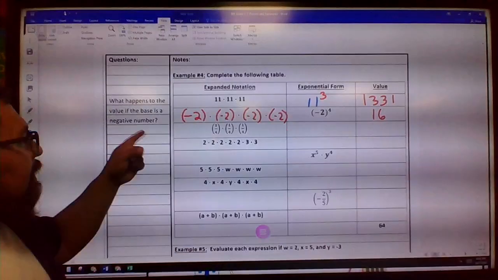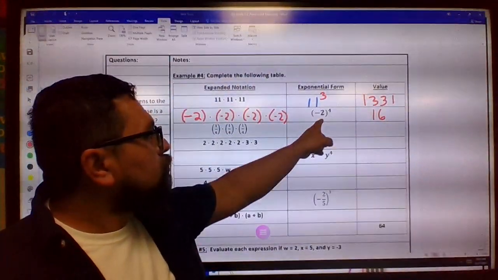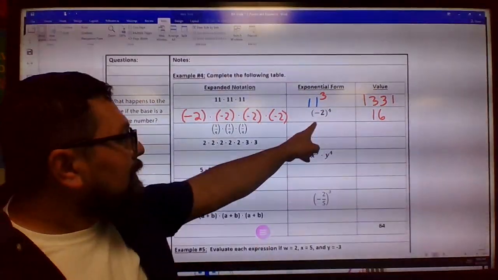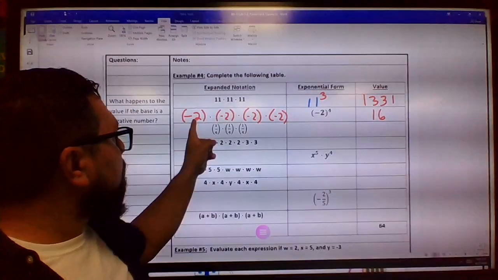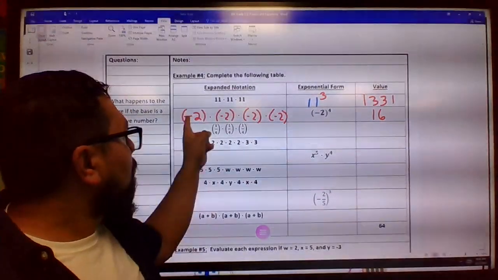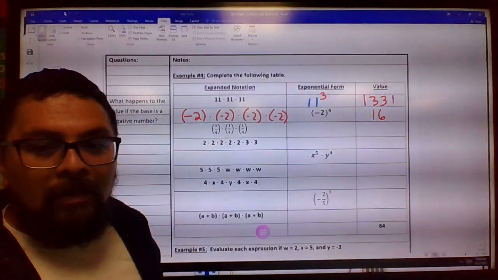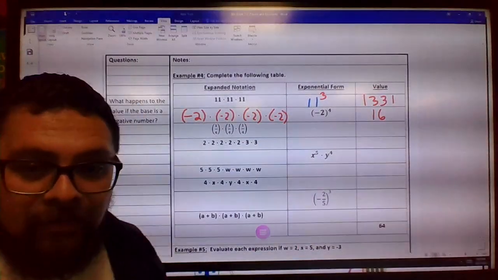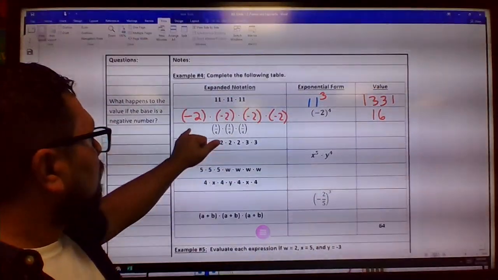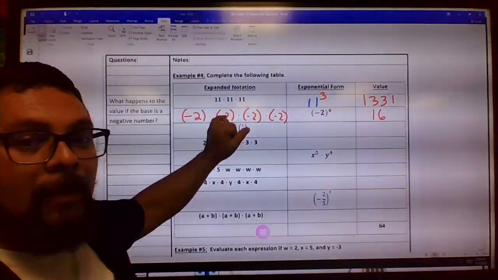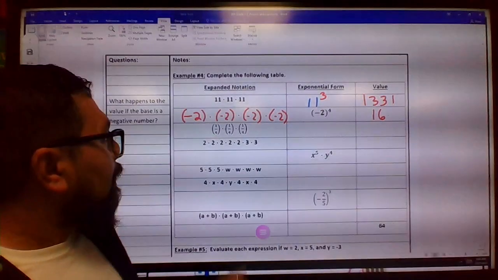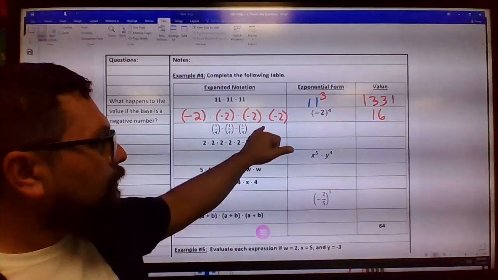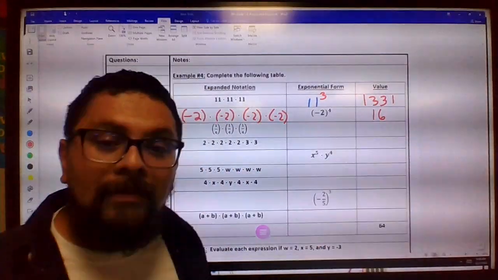Now, on the next one, it's negative 2 to the 4th. So that means the base is negative 2, so the base is going to be written 4 times. Negative 2, negative 2, negative 2, negative 2. Okay, when you actually do the multiplication, if you remember from last year, integers, negative 2 times negative 2 is positive 4. And then this is positive 4, this is positive 4. So 4 times 4 is 16, okay?